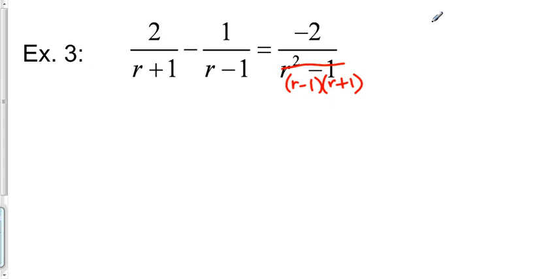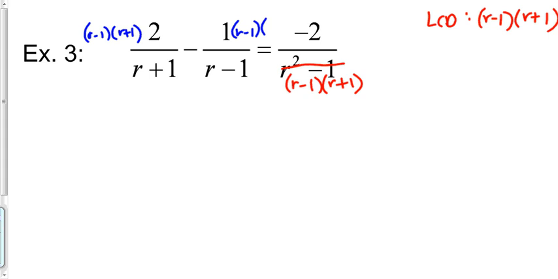R squared minus 1 actually gives us two factors, r minus 1 times r plus 1. So now what's my lowest common denominator? Well, it would have to be these two factors, r minus 1 times r plus 1. If I multiply every fraction by my lowest common denominator, you're going to see the denominators cancel out. So the first fraction, I'm going to multiply by r minus 1, r plus 1. Second fraction, multiplied by the same thing. And the third fraction, multiply by the same thing as well.